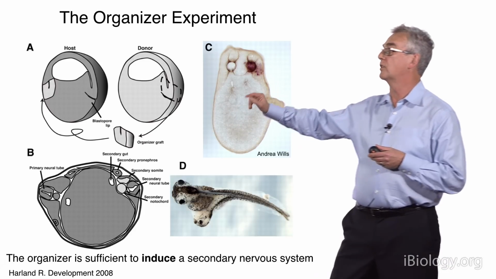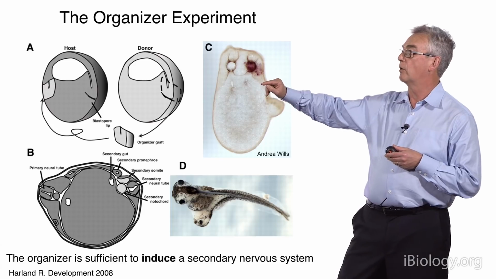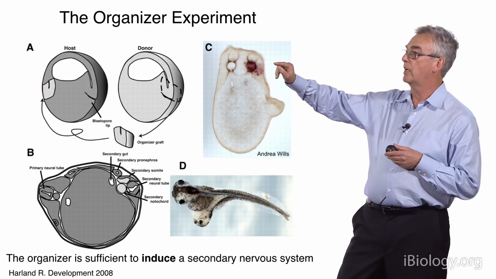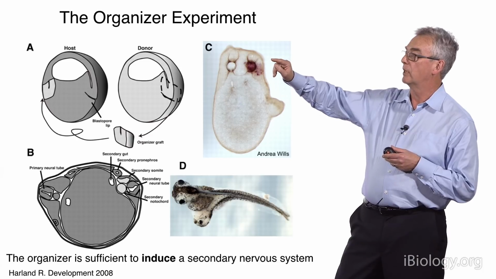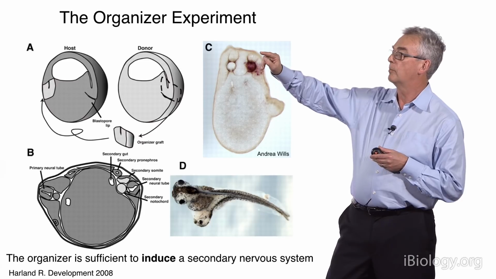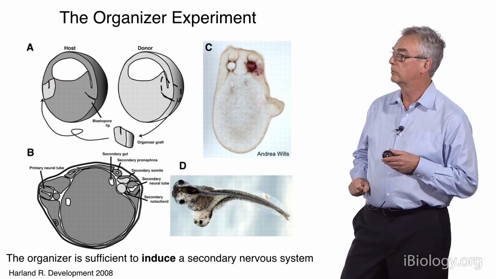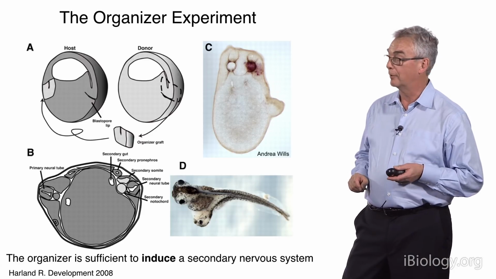Here's a modern equivalent of the experiment, also done by Andrea Wills, where she's labeled the donor embryo with a red stain, and you can see in this twin, where the two axes have arranged themselves conveniently next to each other, here is the red labeled graft, and you can see above it the induced neural tissue. So it's not a phenomenon just of the 1920s, but can be done in the current times.